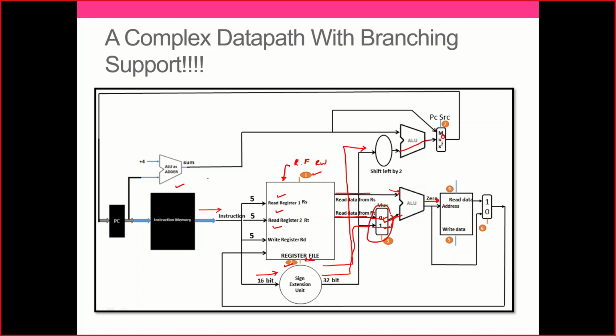Here it is, 0 and 1. This 1 will get enabled, and I will go on here. This is the new signal that we added here, which is called PCSrc, which says what is the source for the program counter. Remember, this is the new signal that we have added.